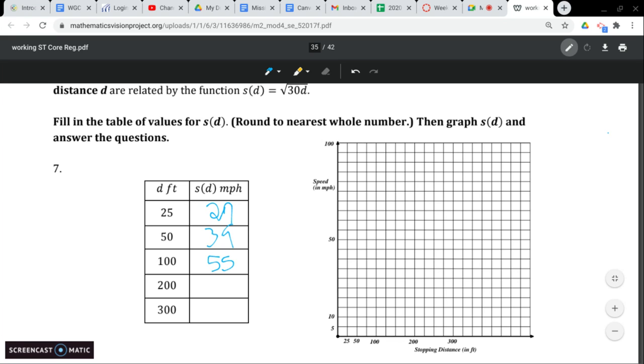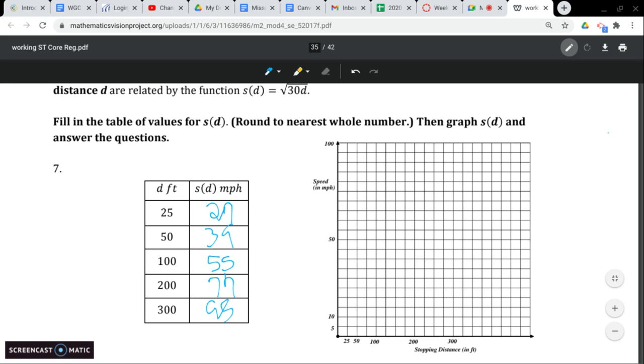For 200 times 30, we're going to get 6,000. We take the square root of it, we get 77.45, so we'll say 77. And then for 300 times 30, we're going to get 9,000. The square root of 9,000 is 94.868, so we'll round that up to 95.